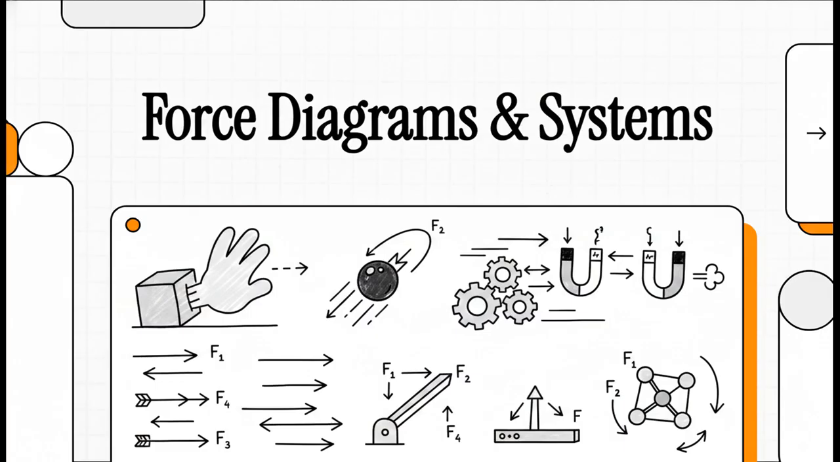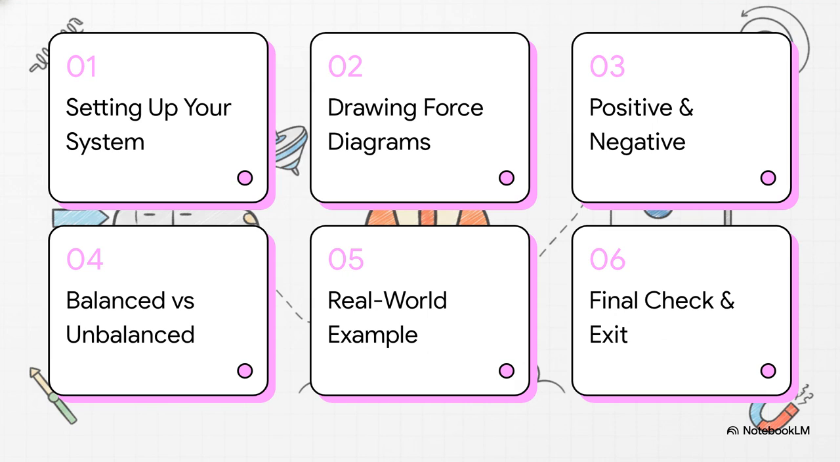We'll be using some incredibly clear visual models to help us understand those invisible pushes and pulls that literally dictate how everything in our universe moves. So today we're basically building a toolkit. We are going to cover setting up your system, drawing force diagrams, positive and negative directions, balanced versus unbalanced forces, a real-world example to tie it all together, and then a quick final check and exit.